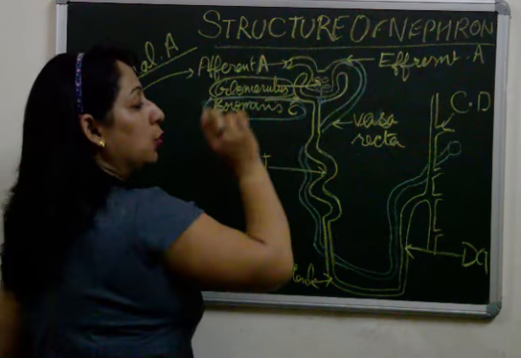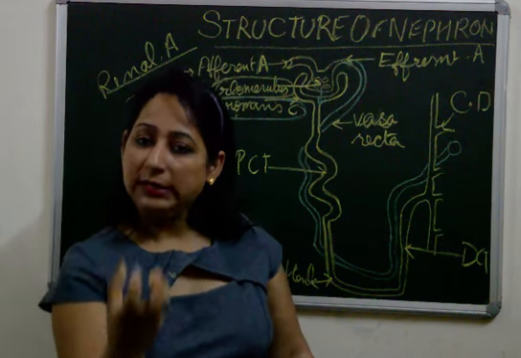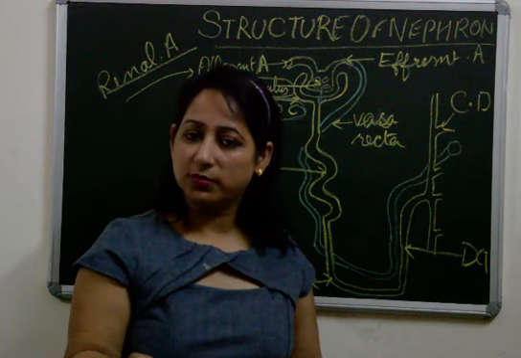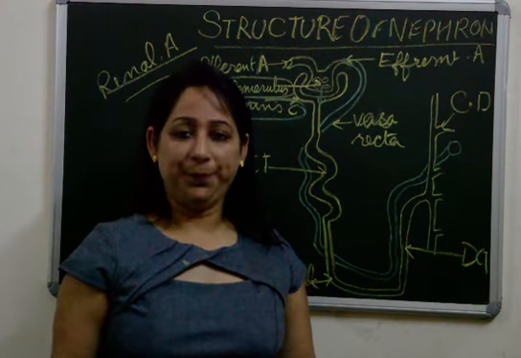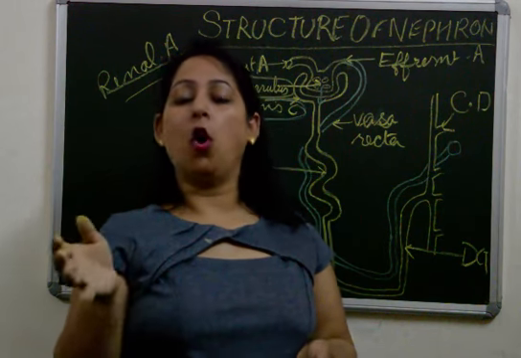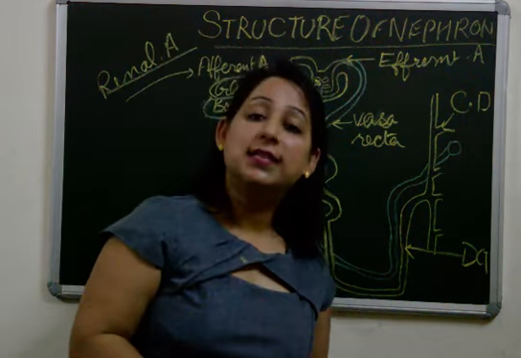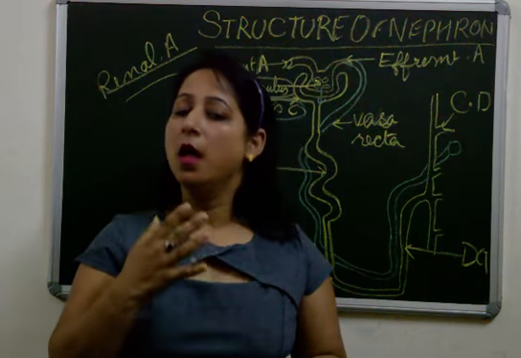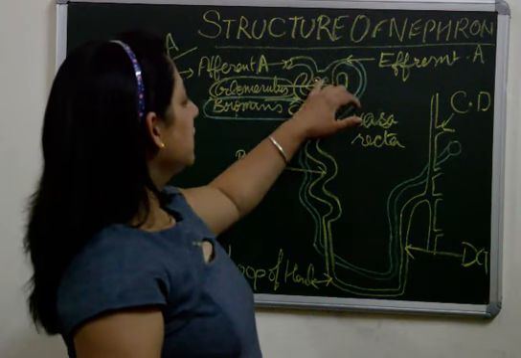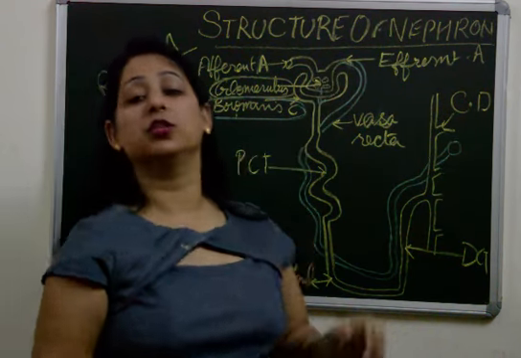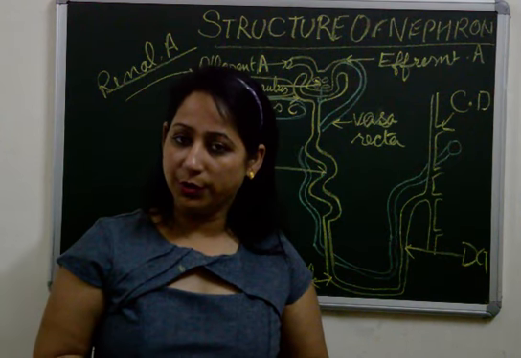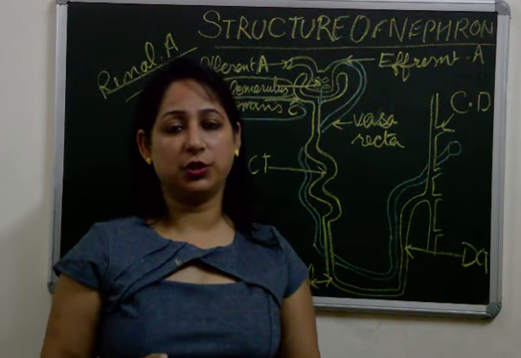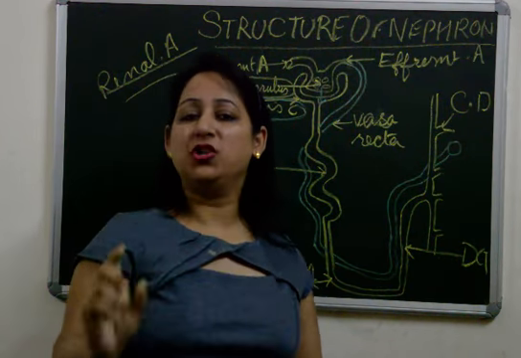Now this Bowman's capsule receives a filtrate which has come from the glomerulus, which is very concentrated, but it's not urine. It is a filtrate which has almost all the harmful substances plus some very important useful substances which have to be reabsorbed back into the blood. This process of filtration is known as ultrafiltration. What is ultrafiltration? The filtration of blood under a very high pressure in the Malpighian capsule. Why Malpighian?